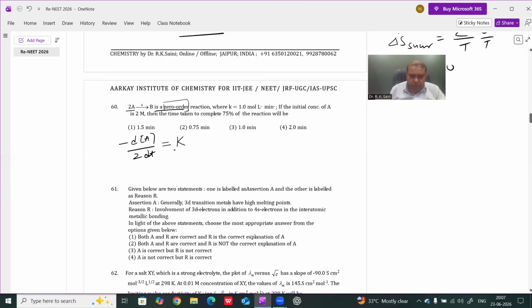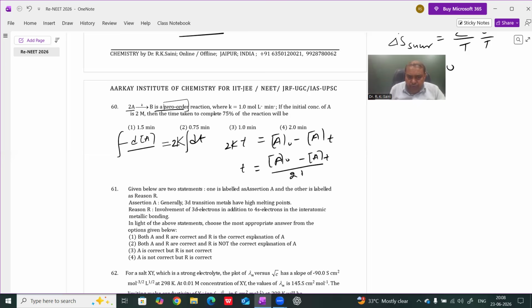Proportionality is changed by the constant, and then we integrate the equation. On integration, we find 2kt equals A naught minus At. Then we find t equals A naught, the initial concentration, minus the concentration after time t, upon 2 into k.